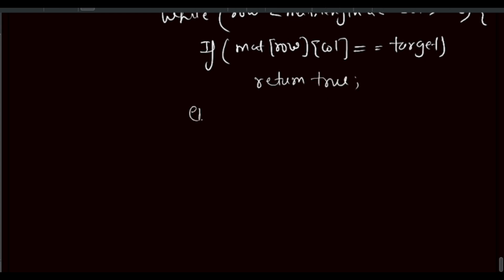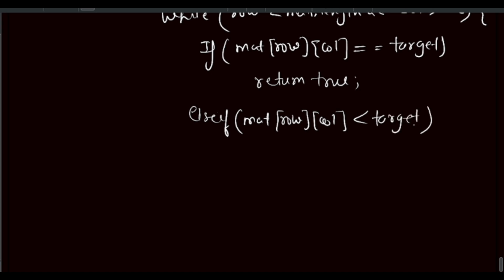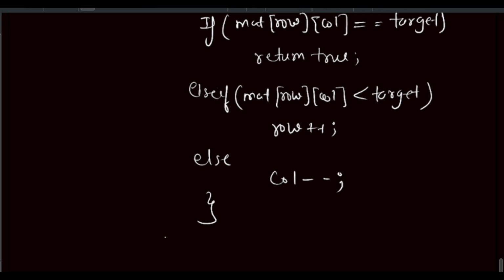And if my current element matrix of row column is less than target, if it is smaller, then I need to look in the next row, so I'll increment the row. And else, the last case is when your target is smaller than current element. So in this case I'll move left, so I'll do column minus minus. And in the whole process, if you do not find your answer, just return false after completing the loop, and it means that the array does not have your target variable.